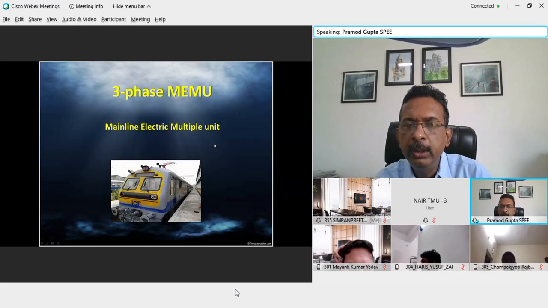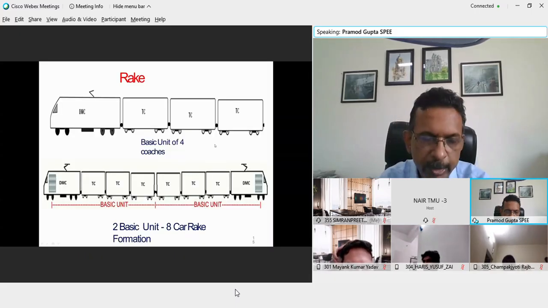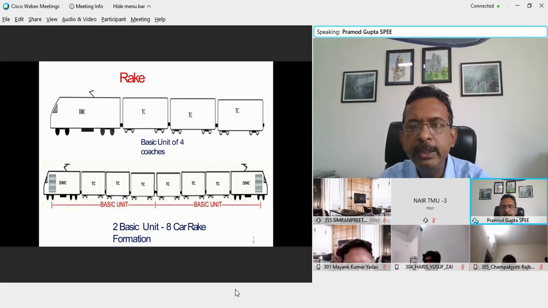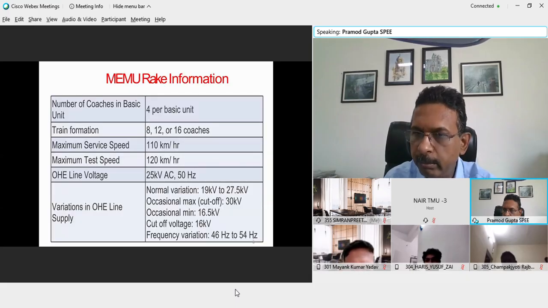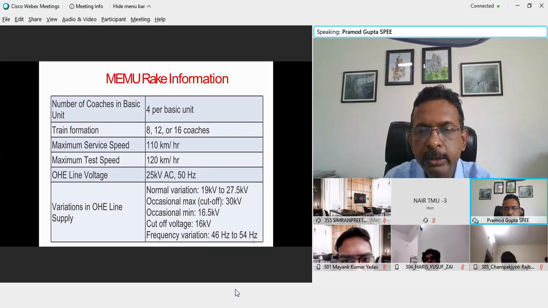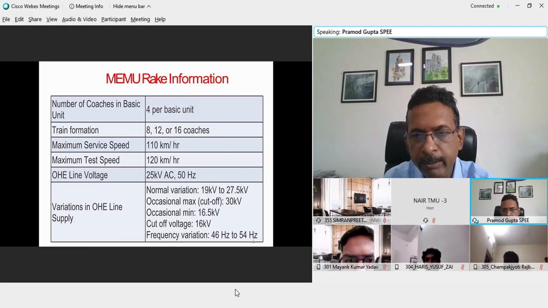We have 3-phase EMU. It is similar to the MEMU, so similar to the EMU. The only difference is that all the equipment is in the driving motor coach. We have no tractive effort generating arrangement in the trailer coaches. The base unit consists of 4 units, so we can have an 8 car rake by having 2 driving motor coaches facing in opposite directions, or we can have a combination of multiples of 4 to increase the length of the train. These are the parameters. Again, only for your knowledge, not for the exam, that it can be multiples of 4 per unit.